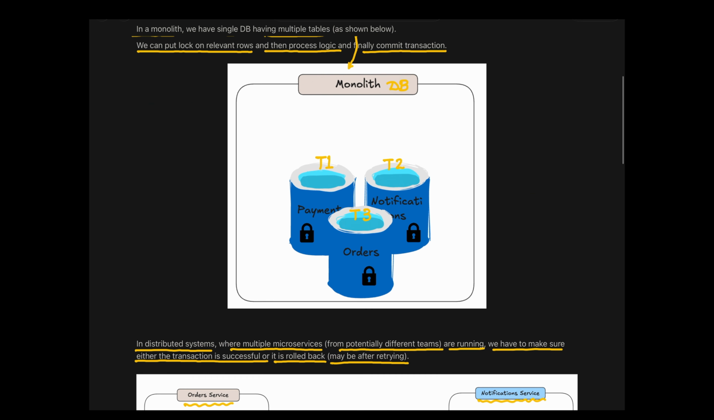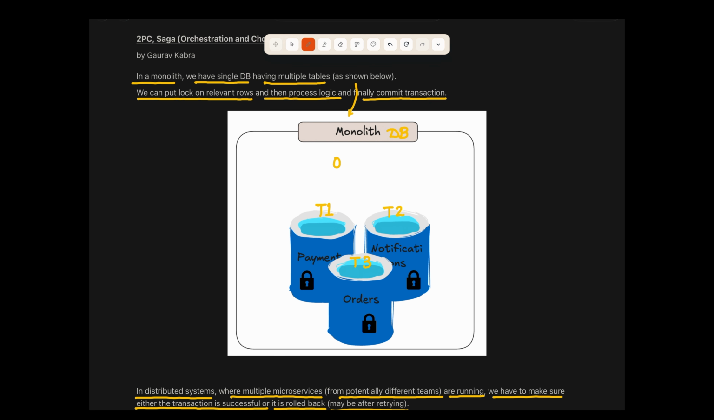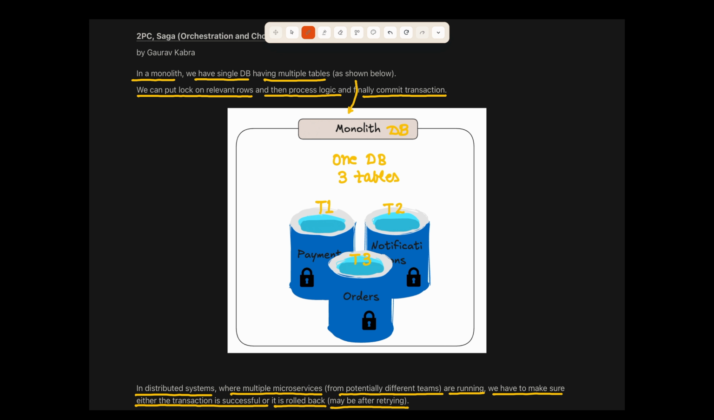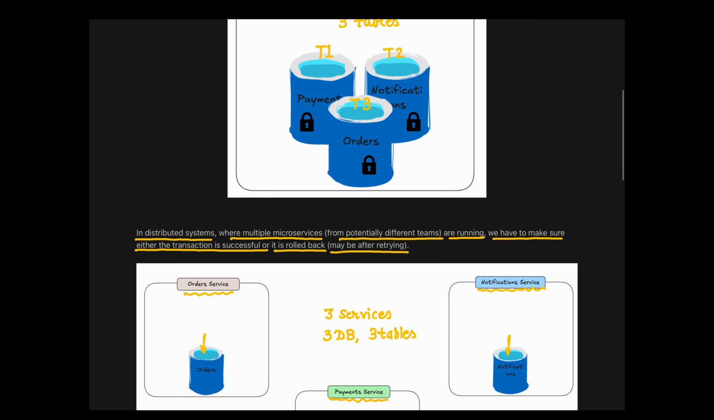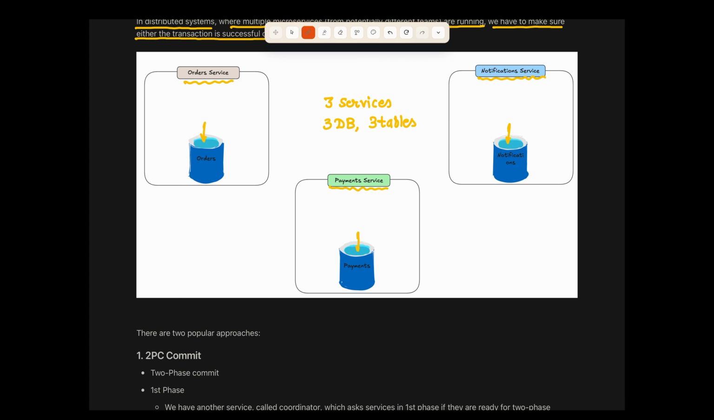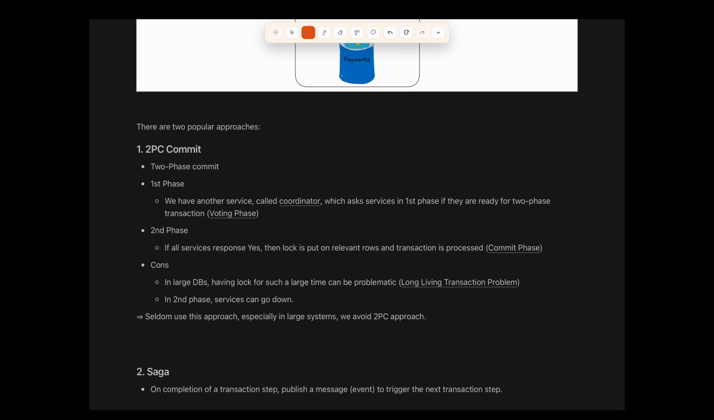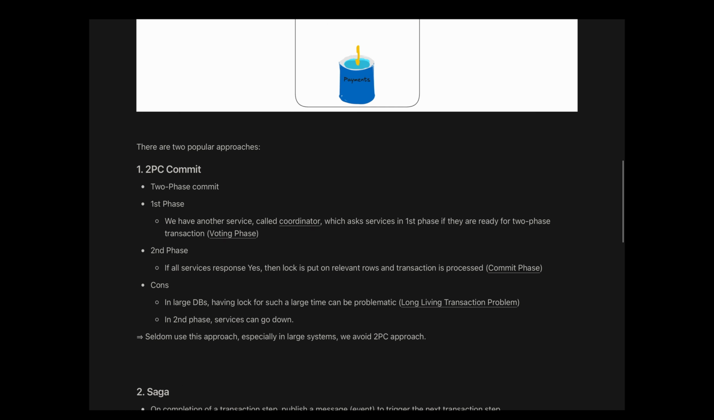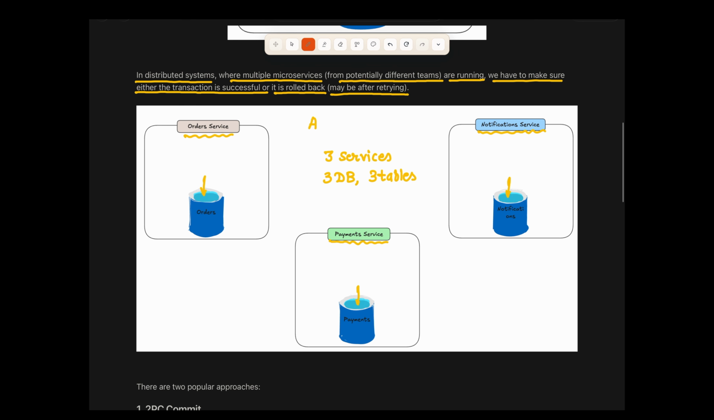In the above, you see that we have only one database, but three tables. So a monolithic system generally has a single database, whereas in microservice architecture we generally have a dedicated database for each service. So how do we ensure a distributed transaction, where the transaction across all the services is either successful or rolled back? We want atomicity in a distributed system.